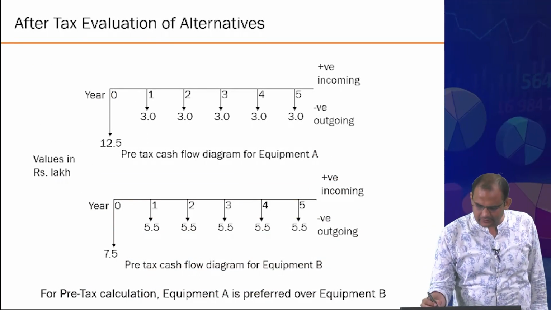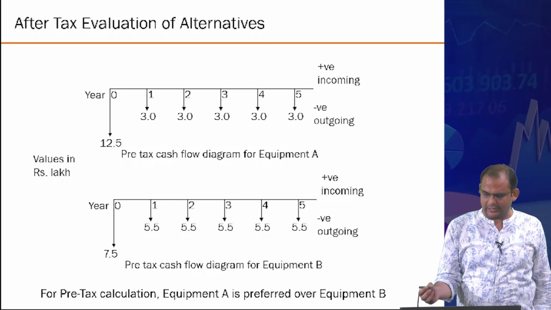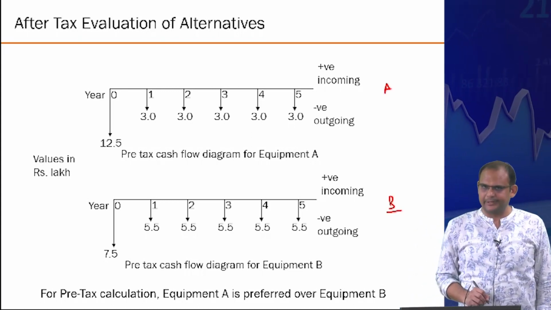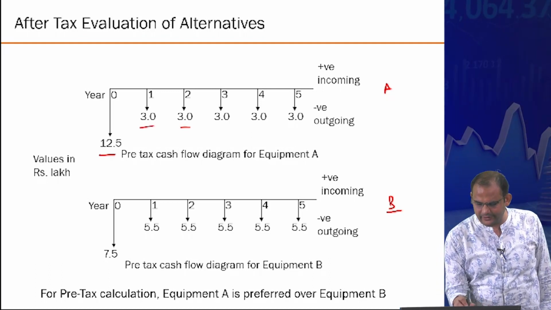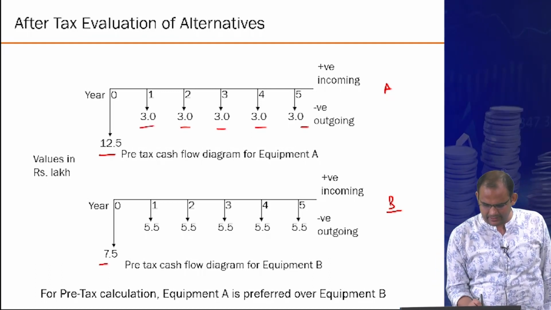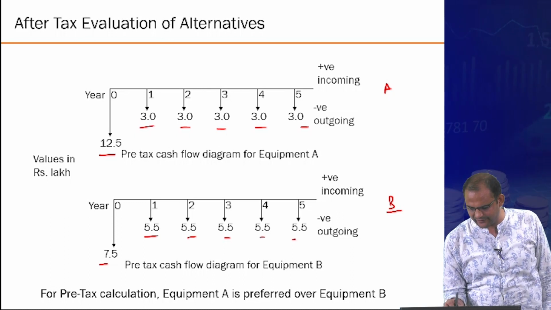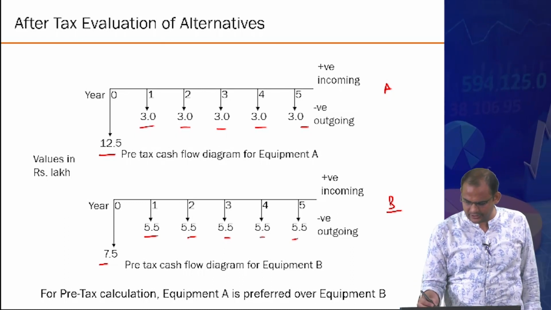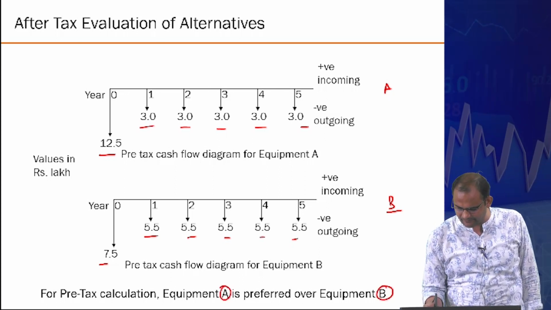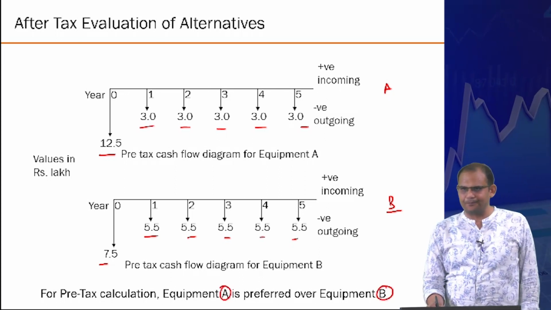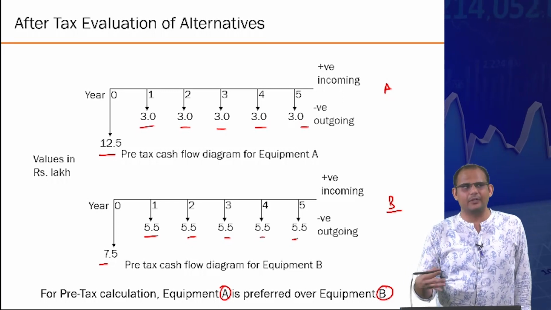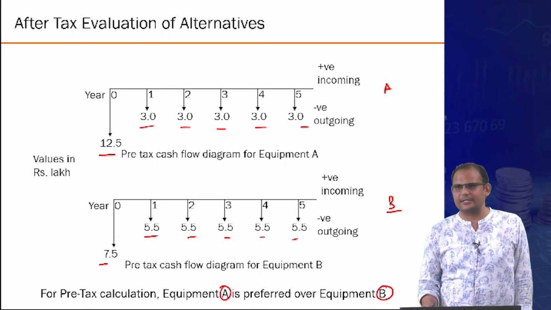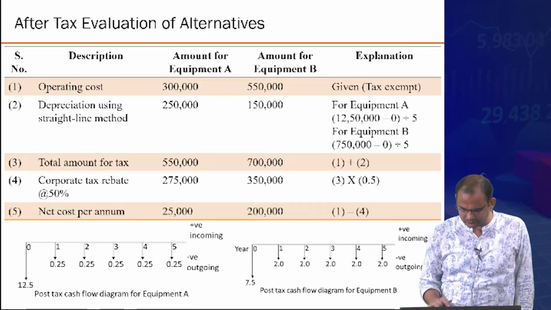So this is alternative 1 versus alternative 2, or A versus B, before taxation. A is 12.5,333 for 5 years, B is 7.5, 5.5 for 5 years. So in this case, if you do the calculation, you will find that equipment A is preferred over equipment B before the taxation. If you do the present worth calculation, you will find equipment A is preferable to equipment B.